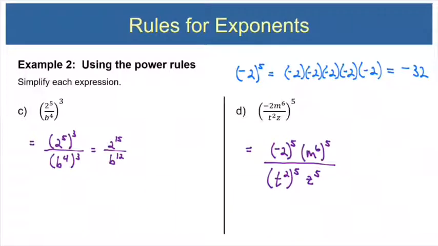So now let's come down here where our problem was, and let's get our final answer. So now we know negative 2 to the 5th is negative 32. We know m to the 6th to the 5th is going to be m to the 30th. In the denominator, we know t squared to the 5th is going to be t to the 10th. And then we have z to the 5th as well. So this is the final simplified form for this answer.